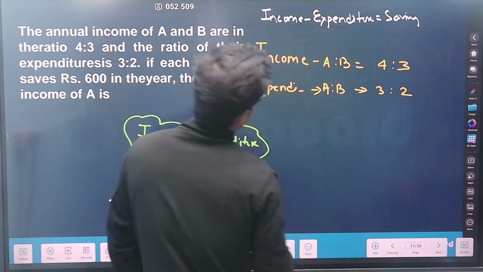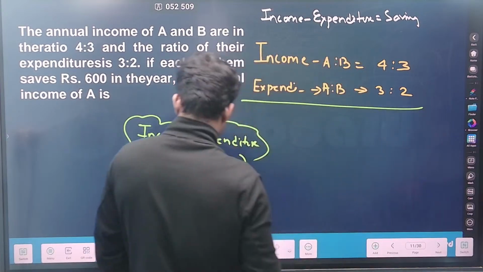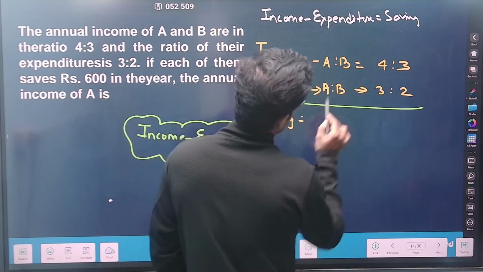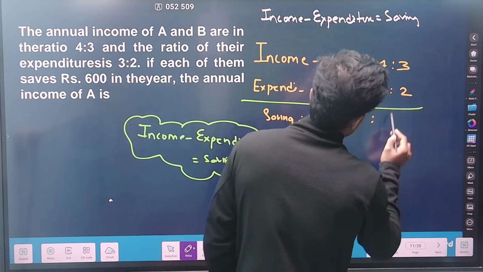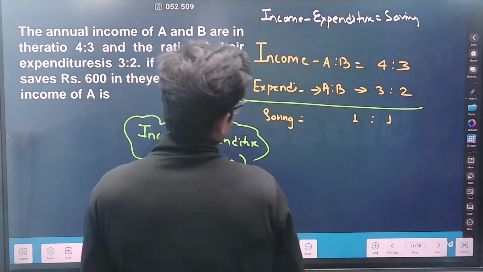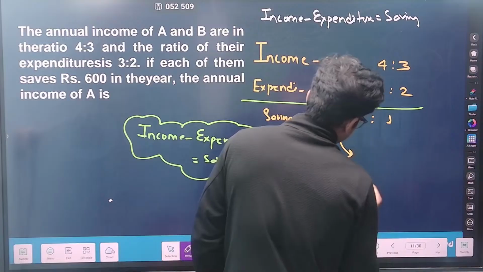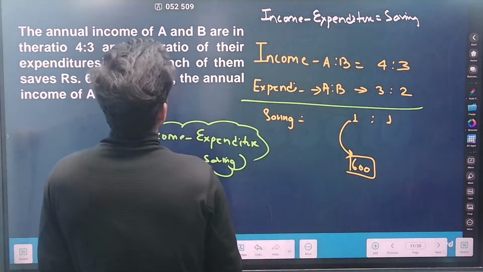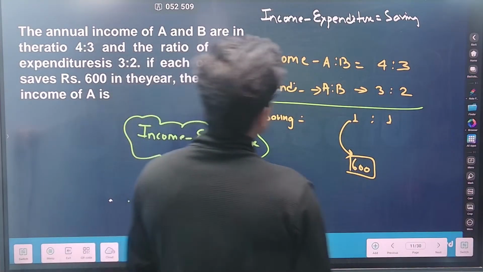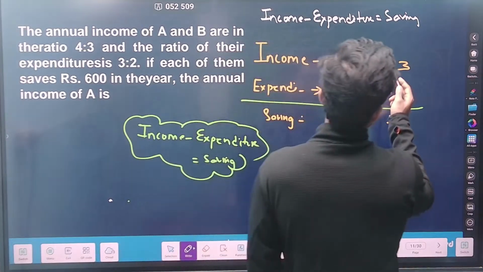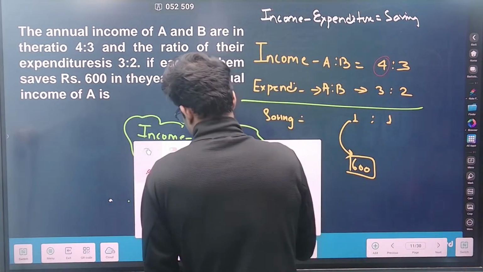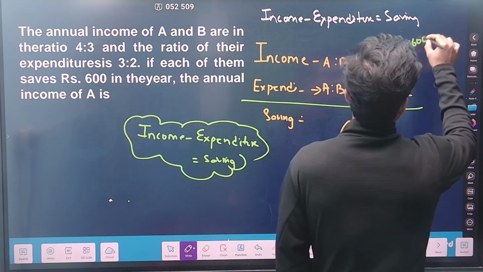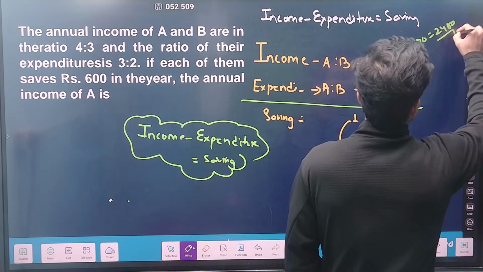Then here can I figure out the saving part? Which is 4 minus 3, 1, and 3 minus 2, 1. Each of them saves 1, and 1 is 600. Okay, if 1 is 600, the annual income of A: income of A is basically 4. 4 multiplied by 600 will be 2400. Answer.